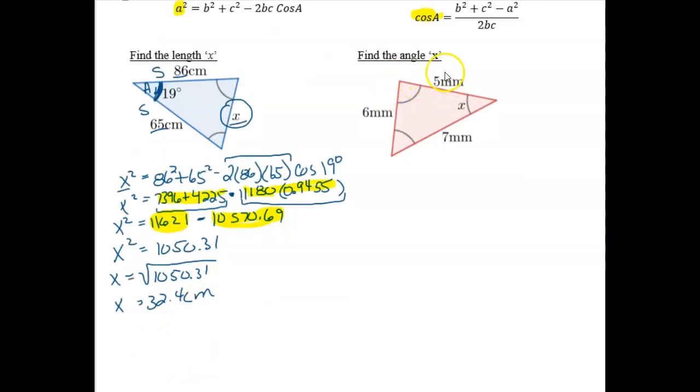Okay, so we look at this question here, and you've got to find a missing angle x. You would always try to see if you could use the law of sines first. Now we don't have an angle-side pair. You have a side, no angle. Side, don't know the angle. So you don't have a pair you know. That means you automatically have to use law of cosine.